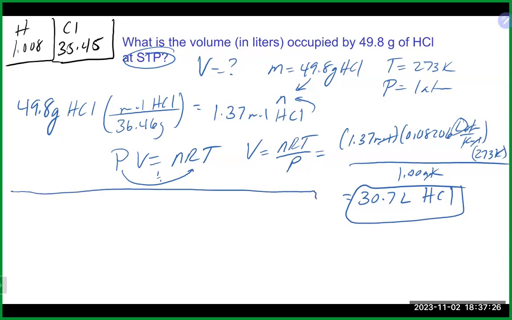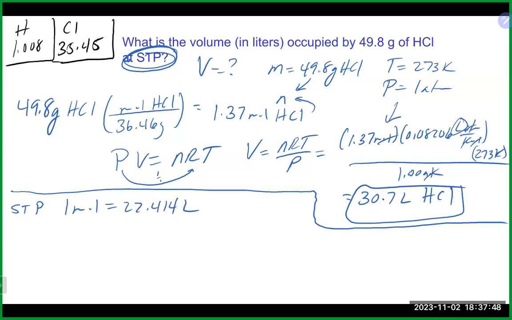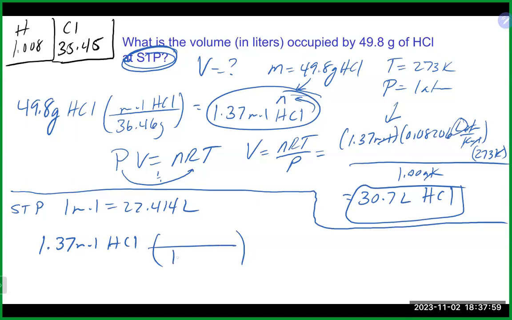You absolutely could, which is exactly what I was just going to ask, which is, could we have solved this a different way? And the answer is yes, you could have. Because we are at STP, this is one of those situations where you could use that conversion we saw earlier. That 1 mole is equal to 22.414 liters, which will really bypass using the ideal gas law. And you could just pick it up from that point right there with your moles. You would go 1.37 moles of HCl, and then we would use our conversion. And we will end up right there as well.